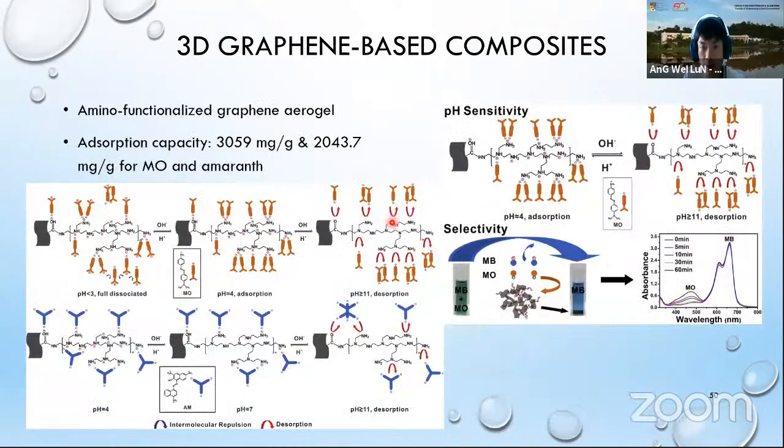And then this slide is to show the pH sensitivity towards the absorption and desorption. So let's say this is your 3D graphene composite. So under pH 4, because of the difference in the charge, the pollutants will be captured. But if you shift the pH to alkaline conditions, the charge will be similar. And that's why you have the desorption, meaning that the pollutants will be repelled from the adsorbent itself. So this is actually useful for regeneration of your adsorbent.